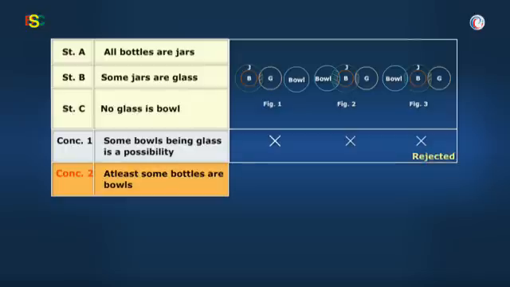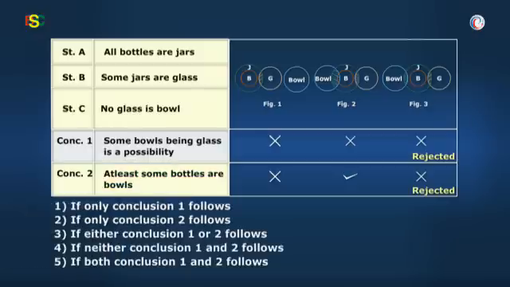Okay, now conclusion 2 is, at least some bottles are bowls. Observing figures 1 and 3, we can say that conclusion 2 is false. But figure 2 supports conclusion 2. So it is not definite, just a possibility. Thus, it does not follow. Hence, both the conclusions do not follow. So the answer is 4. Neither conclusion 1 nor conclusion 2 follows.